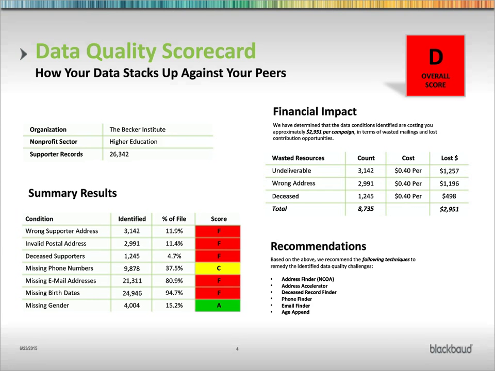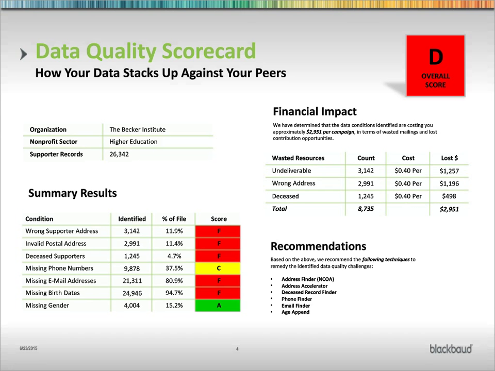The scorecard assigns A through F letter grades by comparing the organization's data quality against other nonprofits, generates a financial impact statement, or the money wasted, and recommends solutions that would fix the problems found. In the top right-hand corner will show your overall score, and this scorecard provides a snapshot view of your overall database health in the form of the comprehensive data quality score.